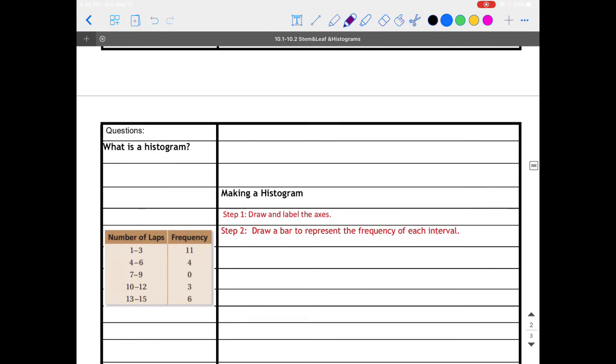And so let's first begin with talking about what a histogram is. So what is a histogram? A histogram is a bar graph that shows the frequency of data values, how frequent something occurs, and the difference about this is it's in intervals of the same size.